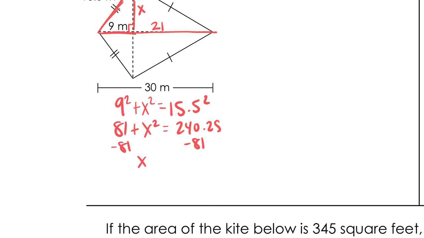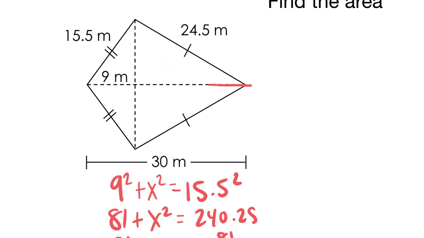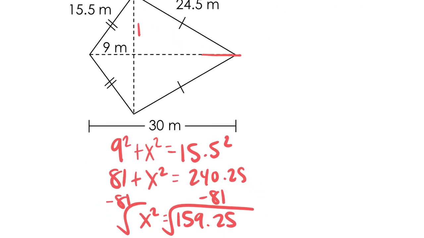I'm getting x squared equals 159.25. I'm going to square root that. X is about 12.6 to the nearest tenth. So when we look at this picture, I just found out that that x value that I had is 12.6. So this is 12.6.